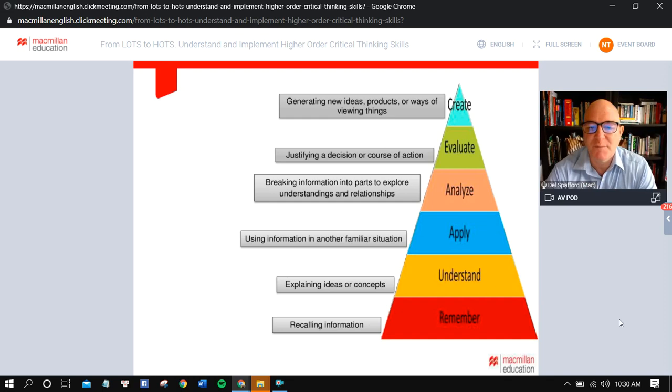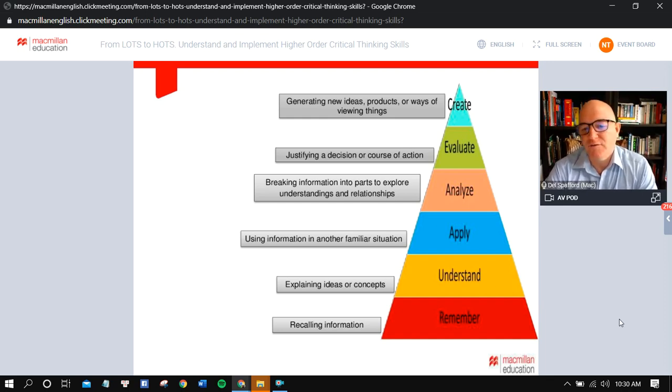Apply, this is using information in another familiar situation. So I remember the information, I understand it, but now can I use it? Can I use the information in a different place? So this might be reflecting on yourself. How would you feel if you were Little Red Riding Hood? How would you feel if you saw your granny dressed up as a wolf, or a wolf dressed up as your granny? Then we go into analyze.